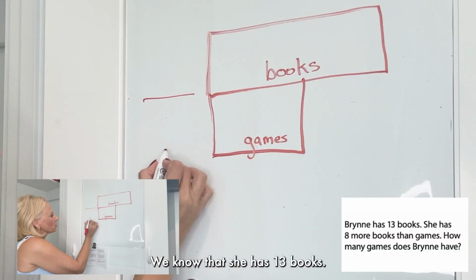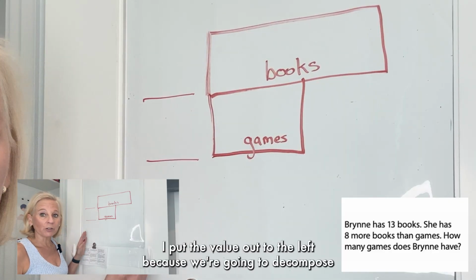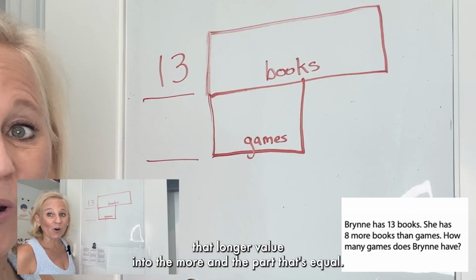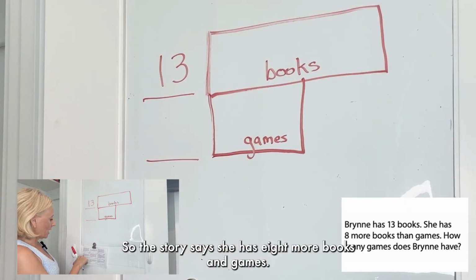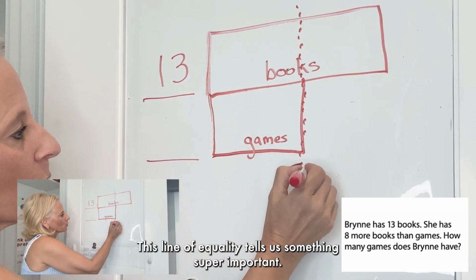We know that she has 13 books. When I draw a compare structure of equality, I put the value out to the left because we're going to decompose that longer value into the more and the part that's equal. I'll show you that next. So the story says she has 8 more books than games. This line of equality tells us something super important.